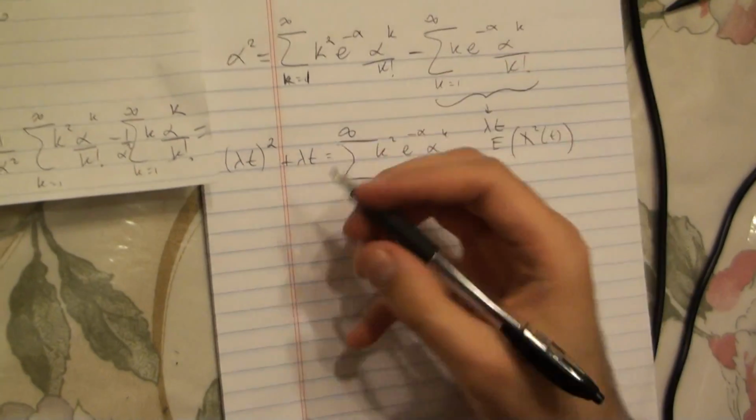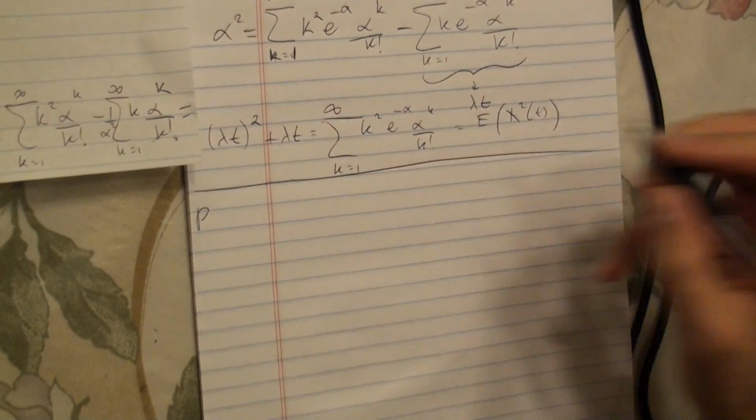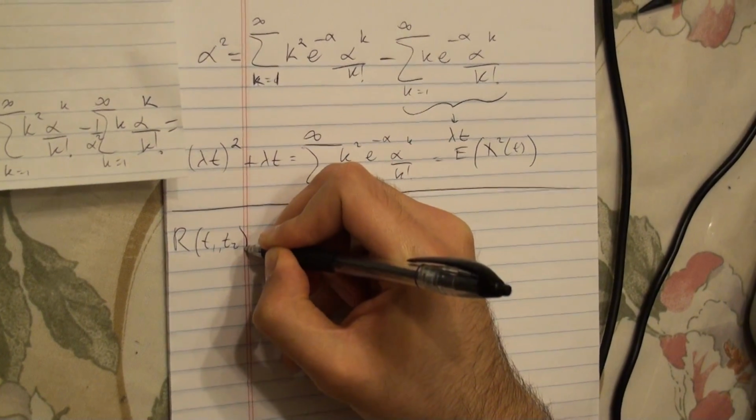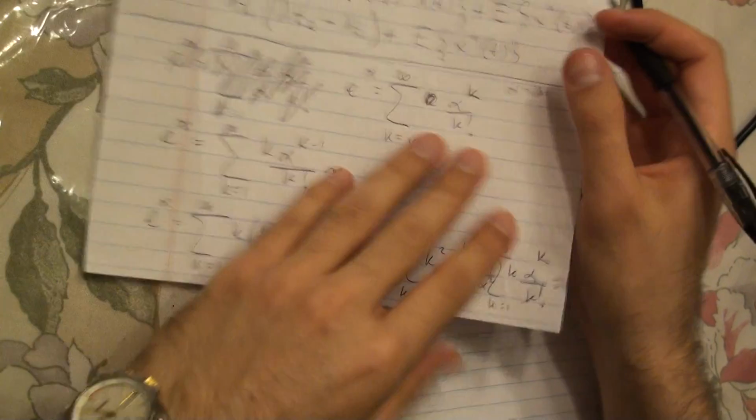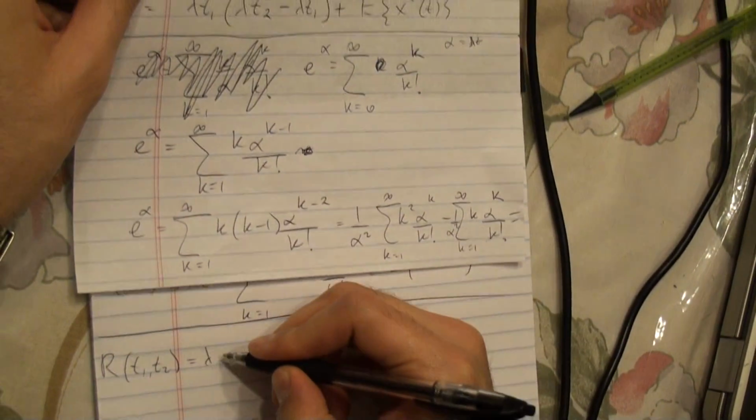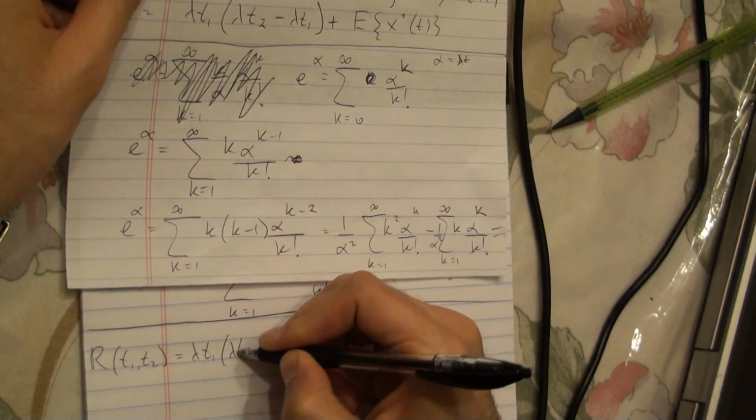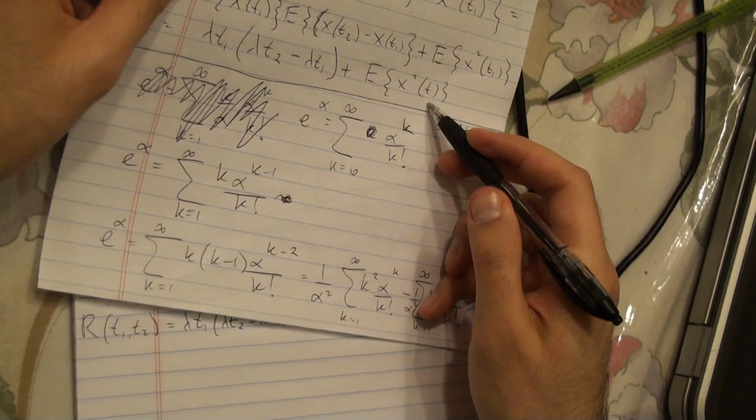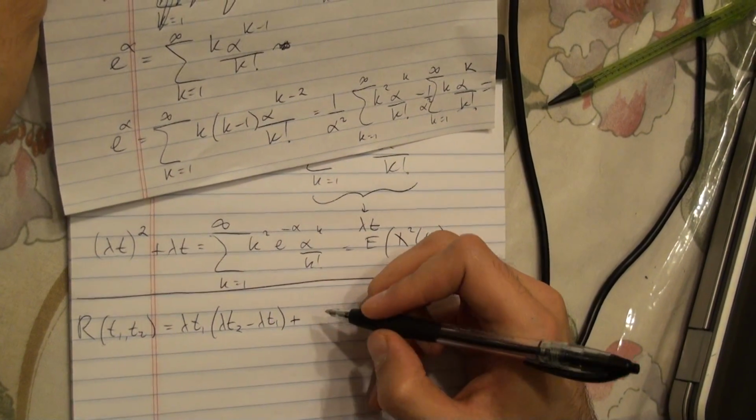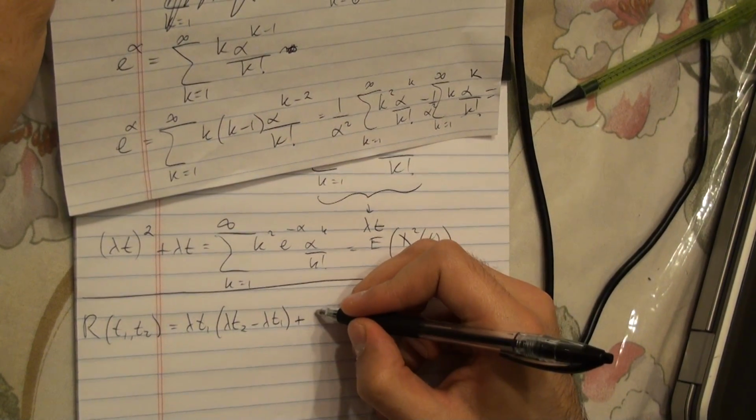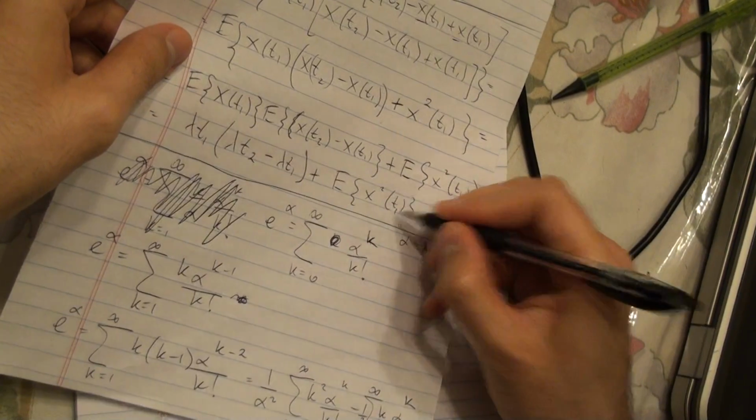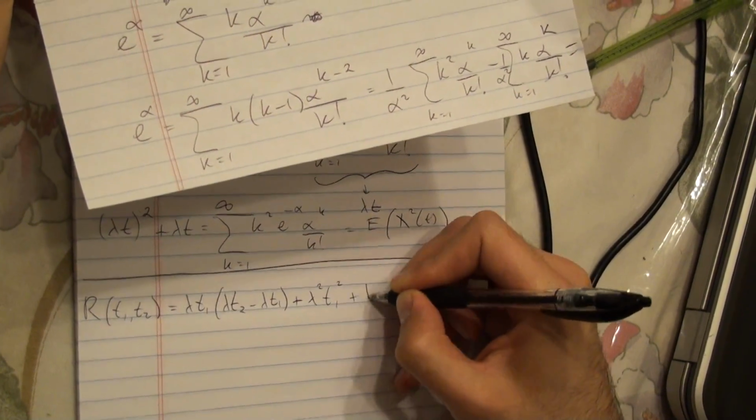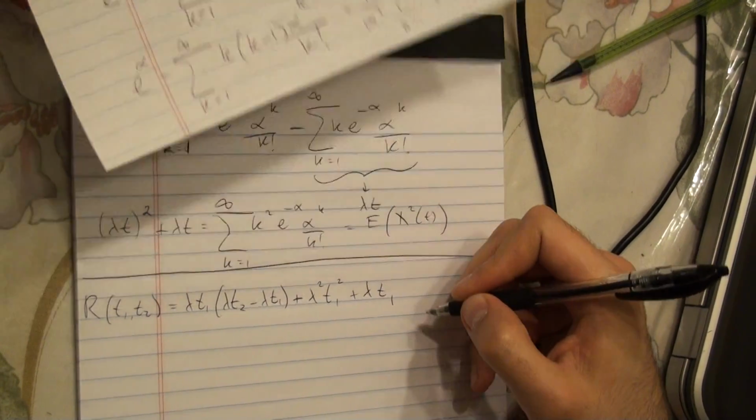So we come back from the aside, and we're going back to finding the autocorrelation. What was the autocorrelation so far? We have lambda t1 times lambda t2 minus lambda t1, plus the expected value of x squared, which is just this: lambda squared t1 squared plus lambda t1.